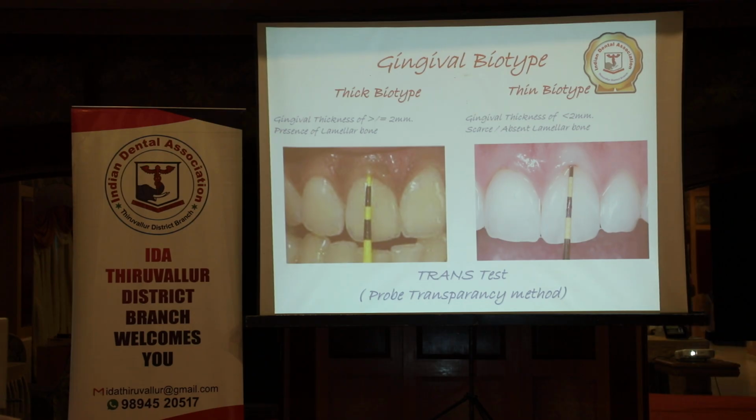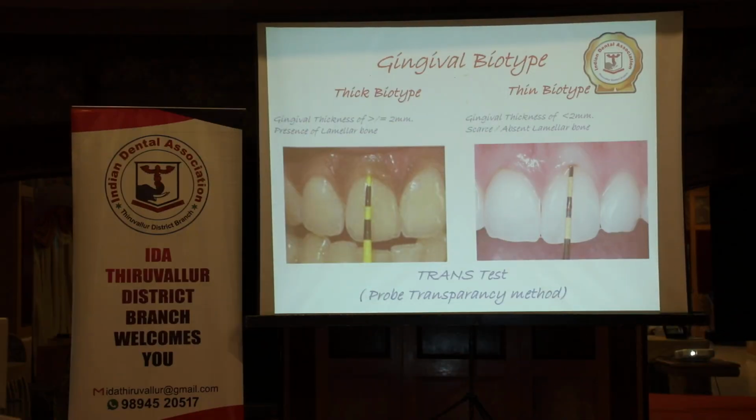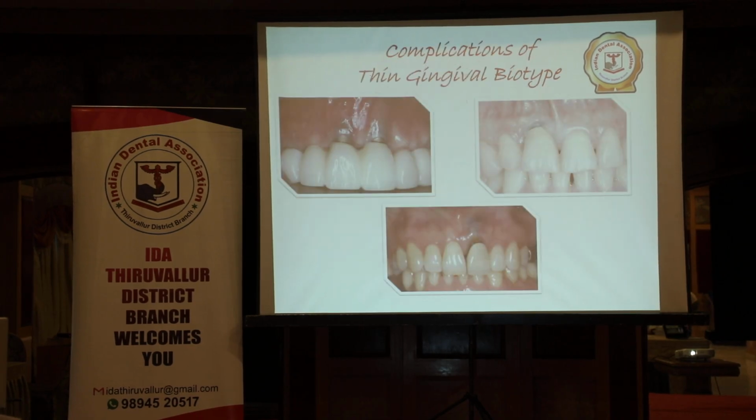How do we check for biotype? Very simple. Take a simple periodontal probe. Don't go for a regular probe; a periodontal probe should be blunt. Insert it under the gingiva. If there is no blanching and the gingiva remains as it is, it's a thick biotype. But if the gingiva blanches, that means the tissue is being stretched. Only very thin tissues will get stretched, and that is considered a thin biotype.